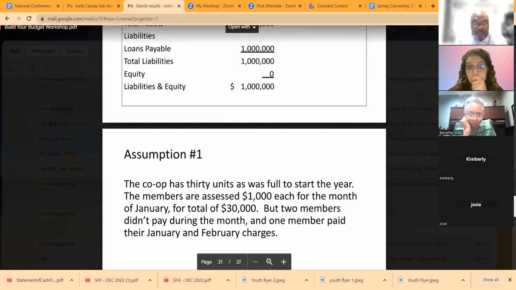The co-op has 30 units, as it was full at the start of the year. Members are assessed $1,000 each for the month of January, for a total of $30,000. But 2 members didn't pay that month, and 1 member paid their January and February charges. Okay, let's take a look at that.